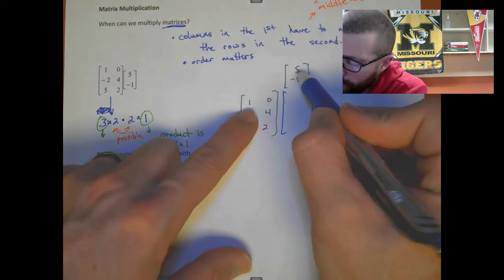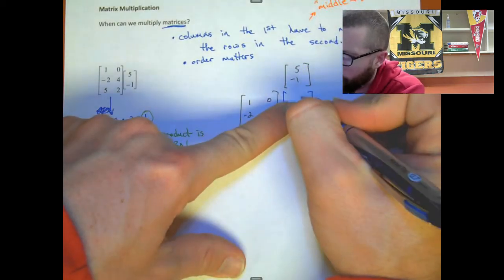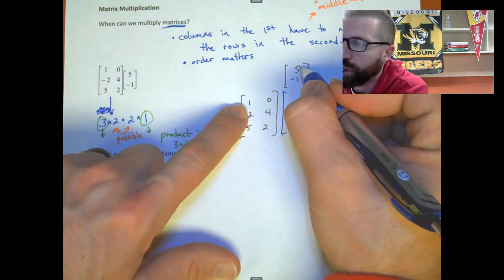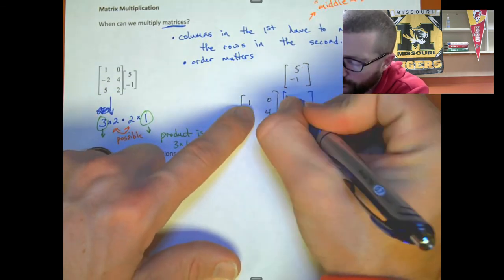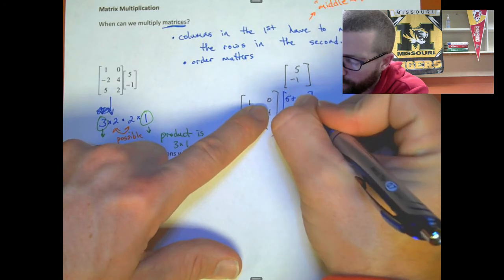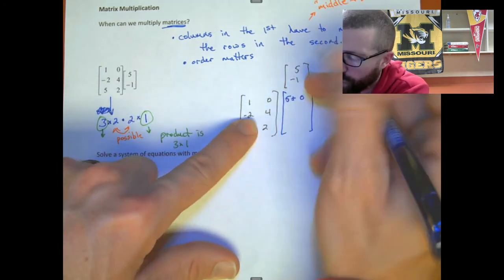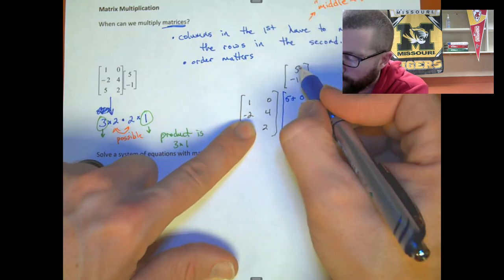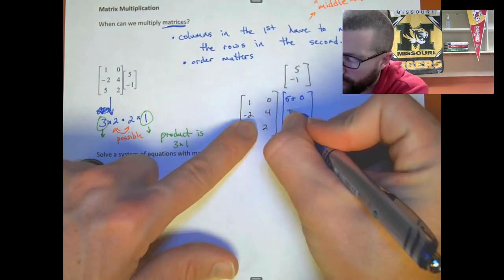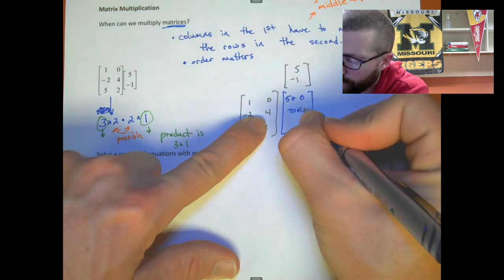So we do 5 times 1. So this first row is going to go in the first row, the first column. And you multiply the corresponding elements. So 5 times 1 is 5. And then you add 0 times -1, which is 0. And then if I want here, I'm going to go to this row and this column. So 5 times -2 is -10. And then I'm going to add 4 times -1, which is -4.